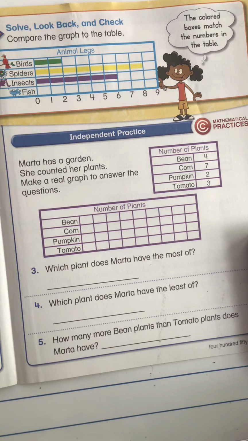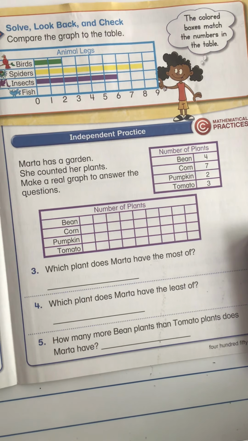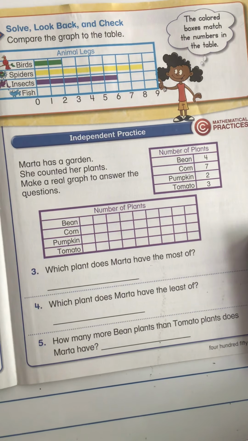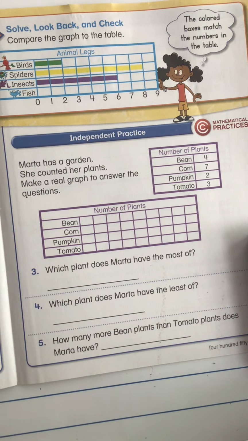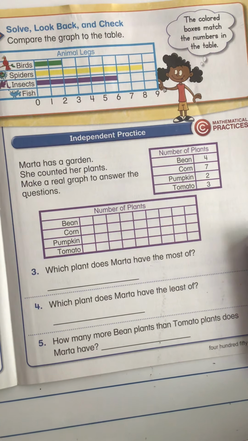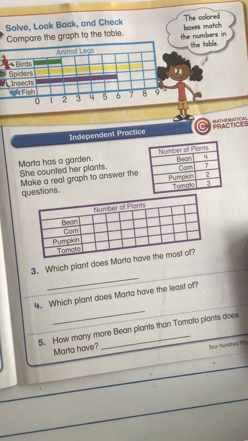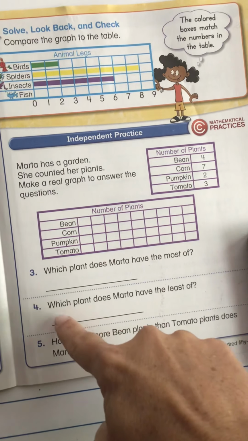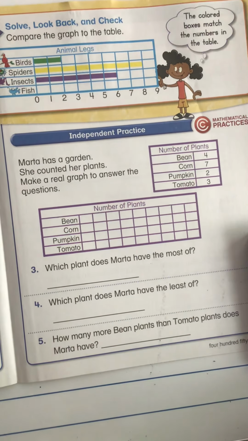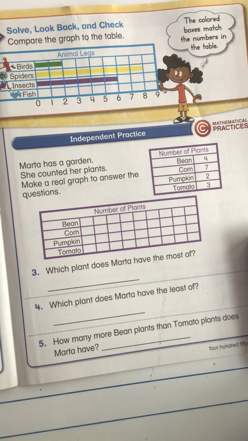Number 4, which plant does Marta have the least of? Remember that least means the smallest amount. Look on your chart, and which one did you color in on the graph that has the least amount or the smallest amount? It should be pumpkin, only having 2. So you're going to write the word pumpkin on the line for number 4.